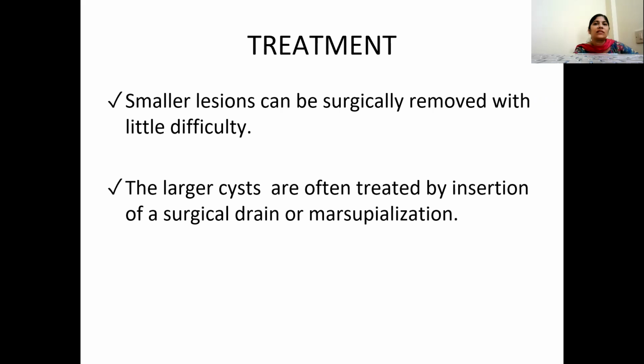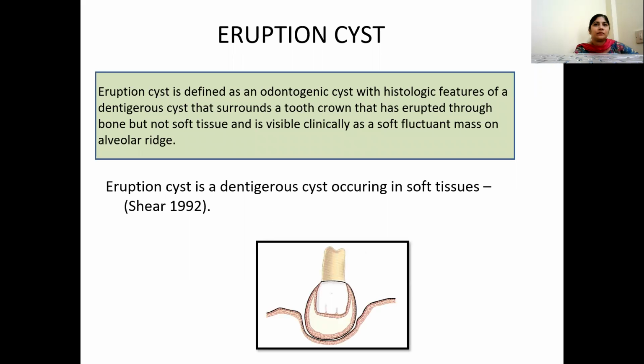Treatment: smaller lesions can be surgically removed with enucleation. The larger cysts are often treated by insertion of a surgical drain or marsupialization. So that is the treatment of the dentigerous cyst.